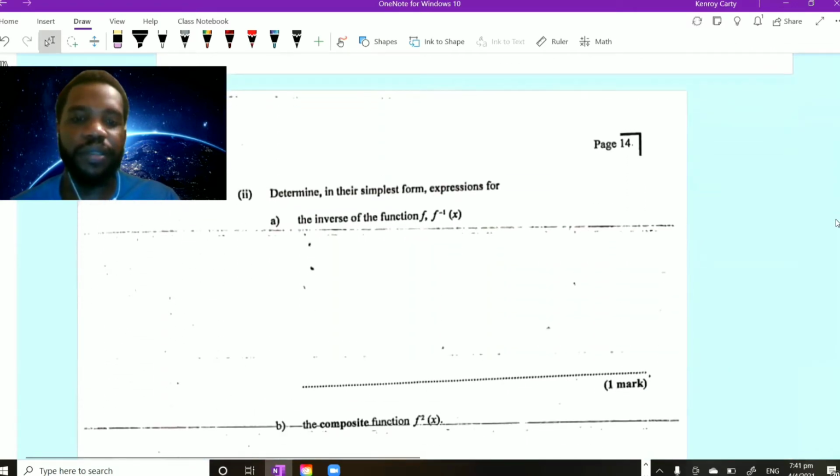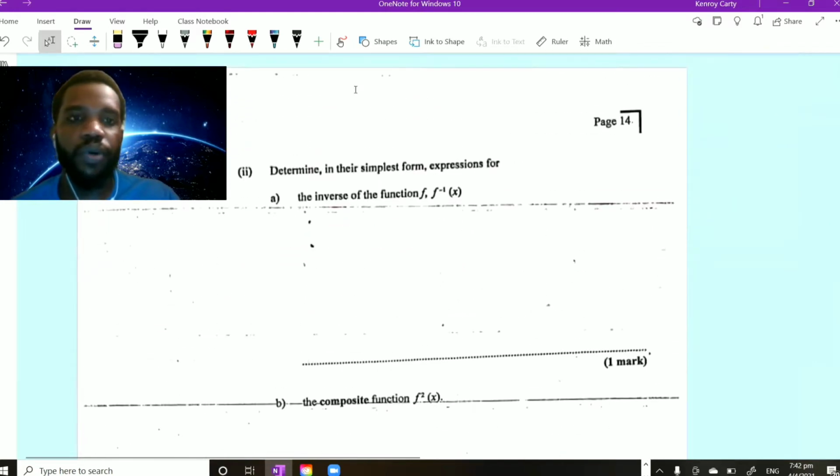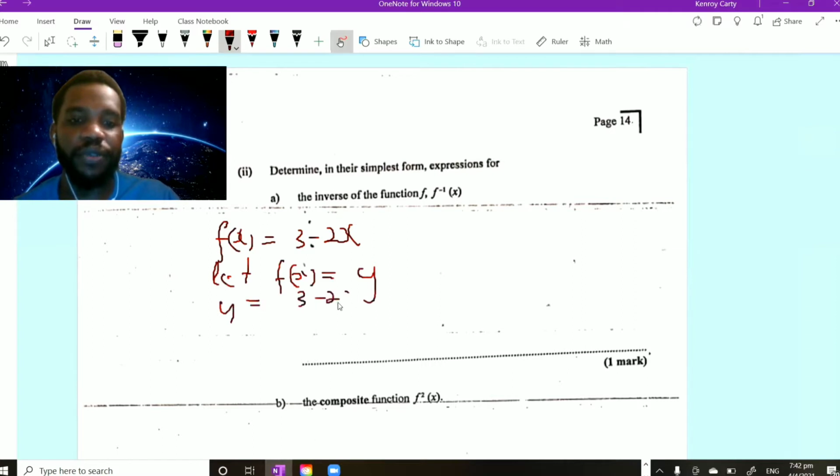It says determine in their simplest form an expression for the function f inverse, the inverse of the function, f inverse of x. So let me start by rewriting the function. We're going to start with the fact that f of x is equal to 3 minus 2x. Normally the first step is that we let f of x, we call the function y, because it's easier to manipulate that way. So we have y is equal to 3 minus 2x.